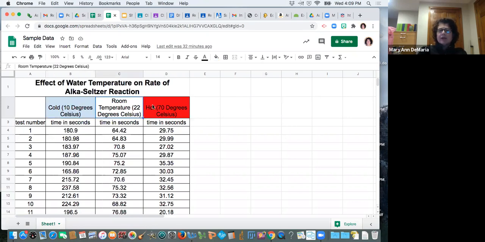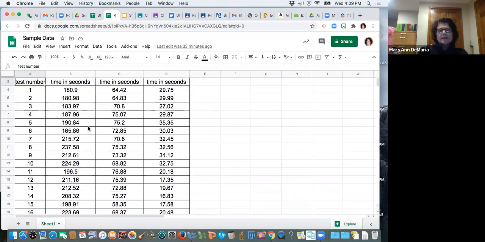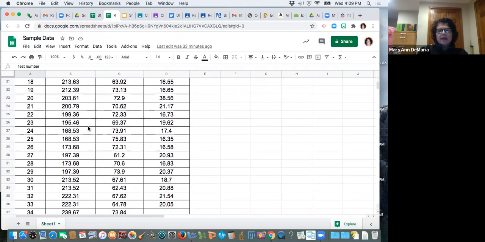So here's what they changed on purpose, the temperature. And we have 3 levels of an independent variable here. So here's your cold data, here's your room temperature data, and here's your hot data, okay? And then they said test number. I would normally do trial there, like trial number.